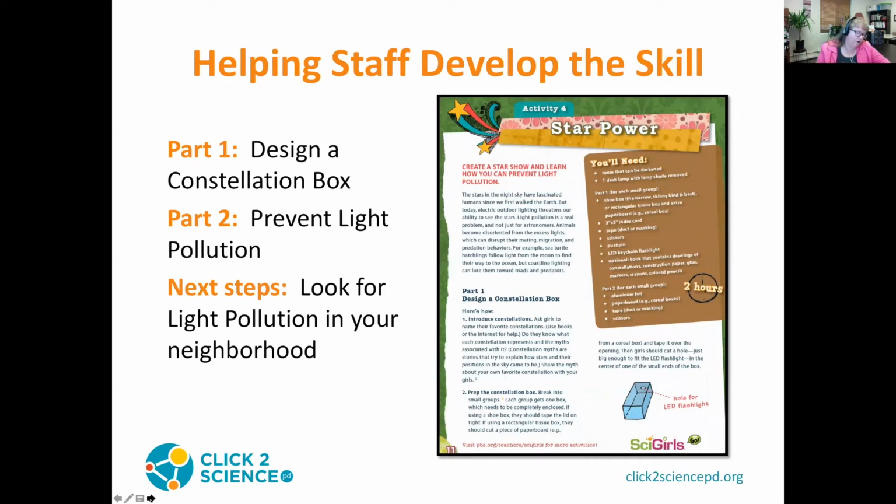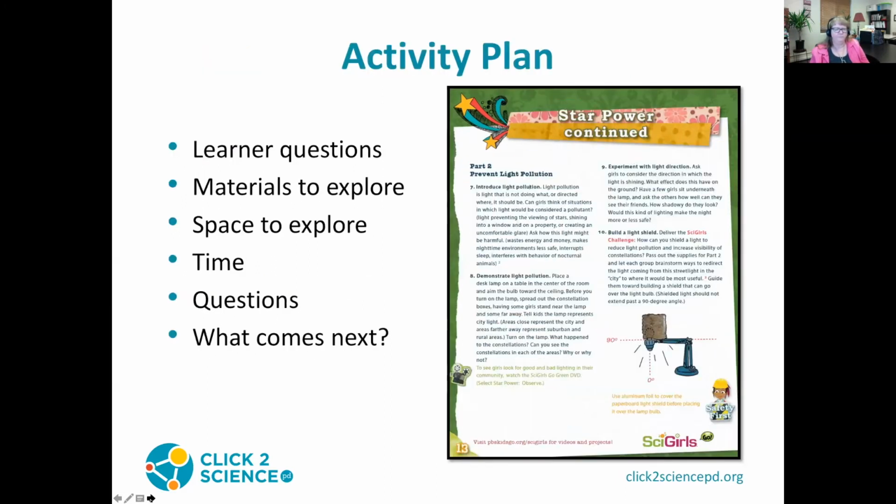So in our next step, we're going to be looking at that part 2 where we're designing the solution to light pollution. But I wanted you to have an understanding of the overall project so that you can see where that constellation box fits in and what we're going to do next. So here's the part 2 of that activity. Hopefully you can see that on your screen. And here are some questions to think about that you could use with staff to help them plan an active learning experience that they're preparing.